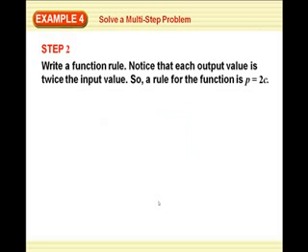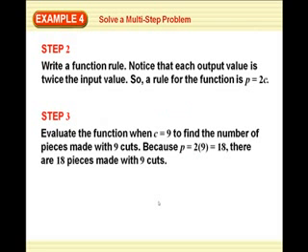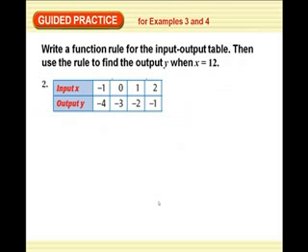There's our table. Well, I used x and y instead of p and c, but that's all right. Then it said evaluate when 9, so then there would be 18. If you cut it 9 times, you'd have 18 pieces. Okay, so our guided practice: write a function rule for the input-output table, then use the rule to find the output.